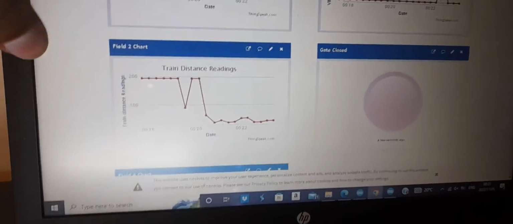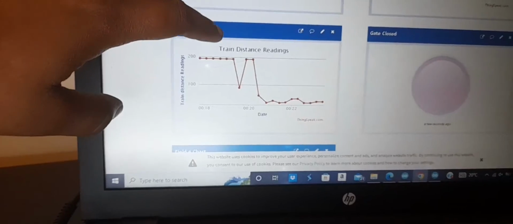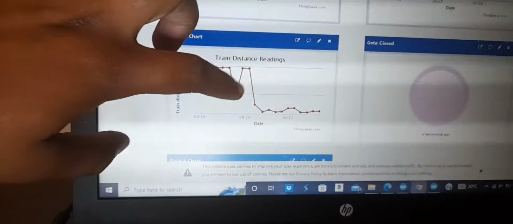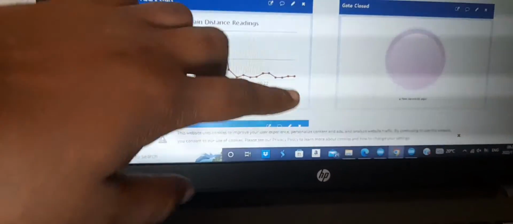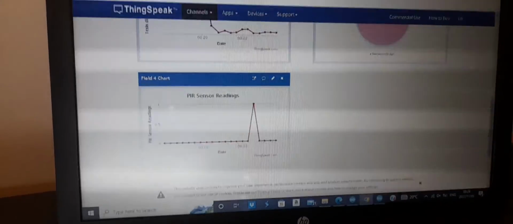Okay, the train distance, which is now the ultrasonic sensor. It was triggered, and then it goes down now that we are not there. And we have our PIR sensor, it shows that now that we are not there anymore, it is now not triggered. It was triggered somewhere here. And that's all. Thank you.